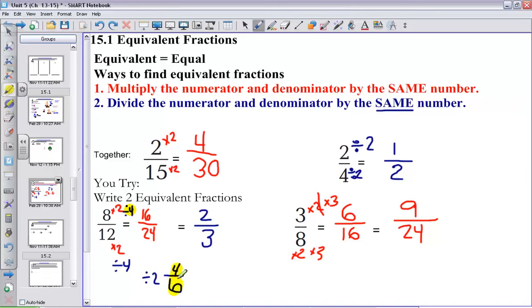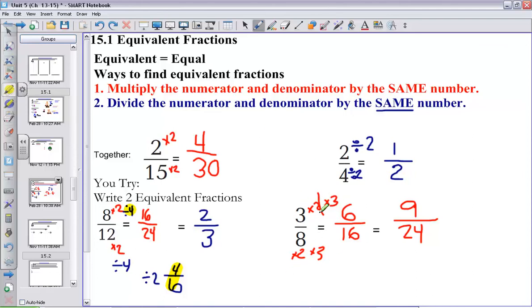If you chose to divide by just a common factor of 2, I could also end up with 4/6. So I actually gave you 3 different options here. But remember, if you multiplied by a different number, if you multiplied by 4, the rule is if I multiply my numerator by 4, I have to multiply my denominator by 4. Whatever I do to the top, I have to do to the bottom.